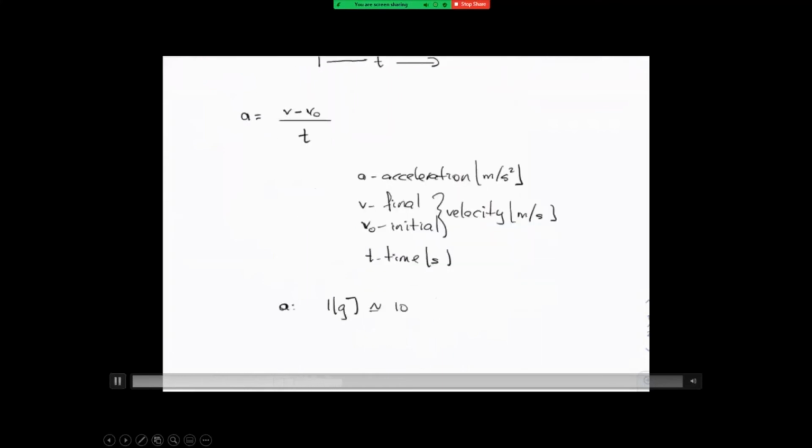And for safety reasons, we'll express this in terms of G. Roughly about 10, this is a wiggle, it's a 10. So it feels like your own body weight. All right, now let's make it a little bit more abstract.